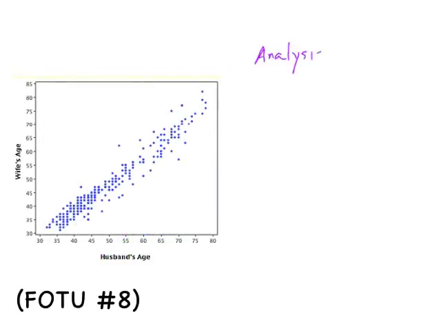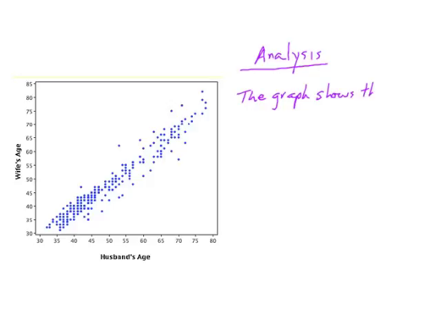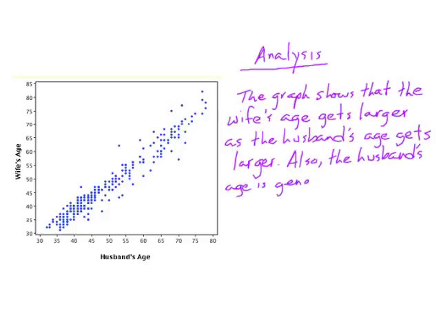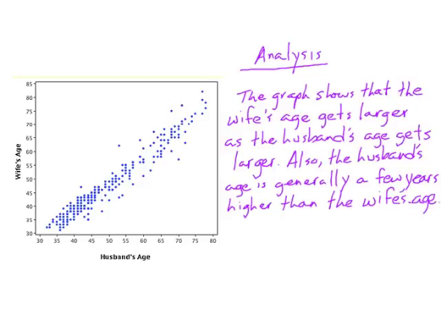Okay, let's talk for a minute about the analysis portion. This is number 8, FOTU number 8. I can, using graphical analysis, identify trends in the data. So I'm writing out here for you an example analysis. This is a description of what we see on the graph. The graph shows that the wife's age gets larger as the husband's age gets larger. Also, the husband's age is generally a few years higher or older than the wife's age. That's an analysis of the graph.